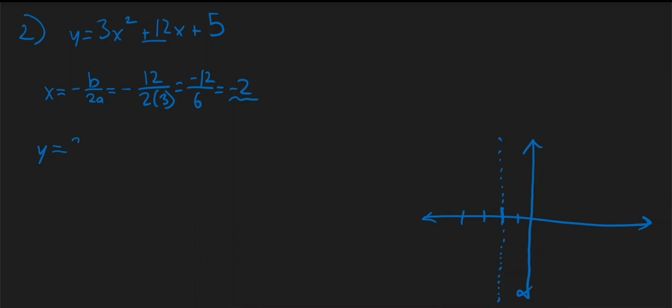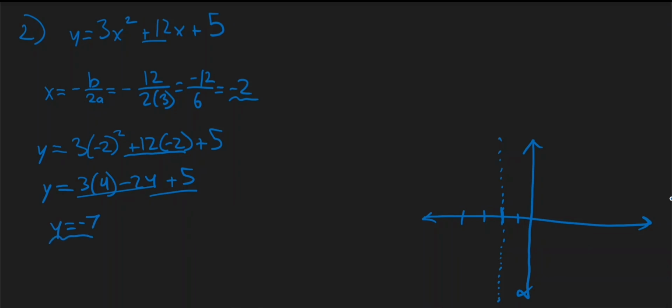And y would be what? 3 times negative 2 quantity squared plus 12 times negative 2 plus 5. And let's follow PEMDAS for this. So negative 2 squared would be a positive 4. And then 12 times negative 2 is negative 24. And then we have the plus 5 at the very end. And that gives us 12 minus 24, which is negative 12. And negative 12 plus 5 gives us negative 7.